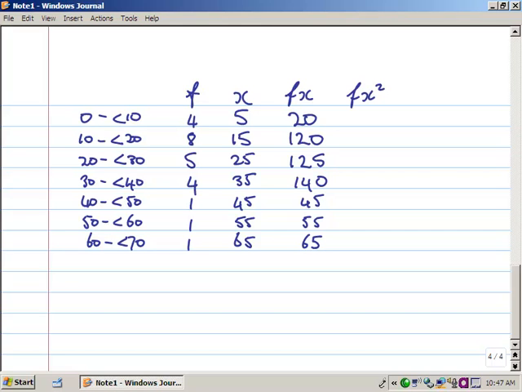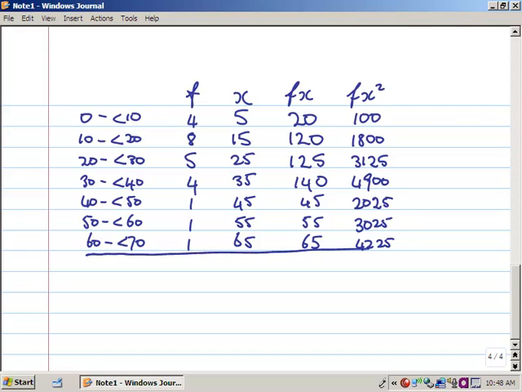Fx squared: 4 times 5 squared is 100, 8 times 15 squared is 1800, next one 3125, 4900, 2025, 3025 and 4225. Make sure that you can duplicate those answers. Then we're going to add some of these columns.